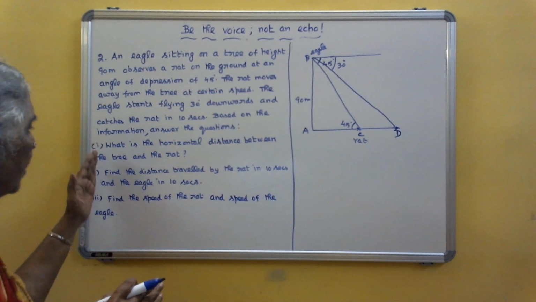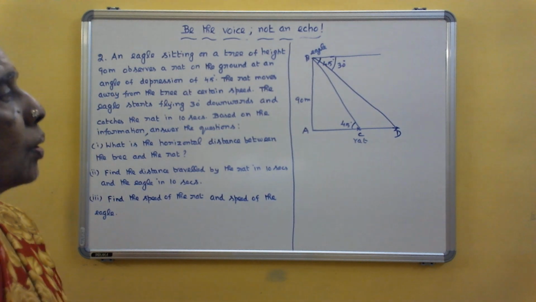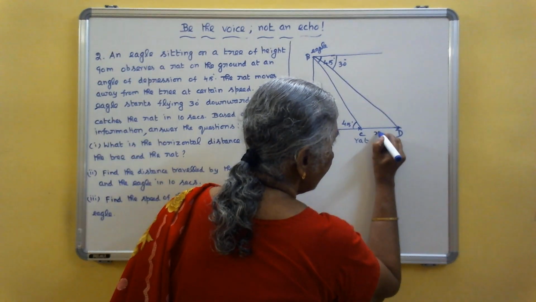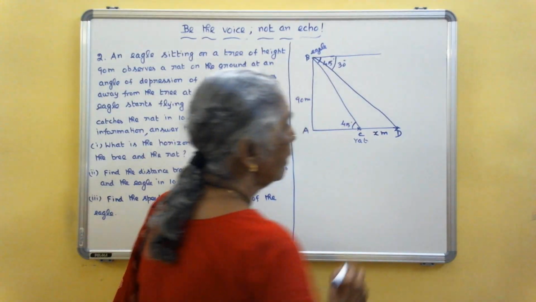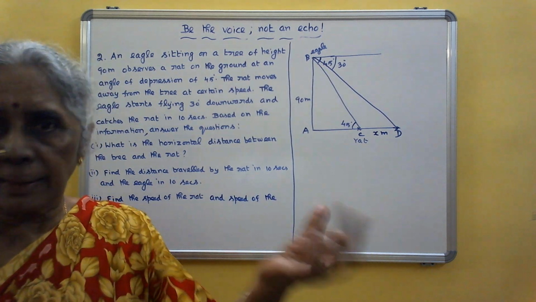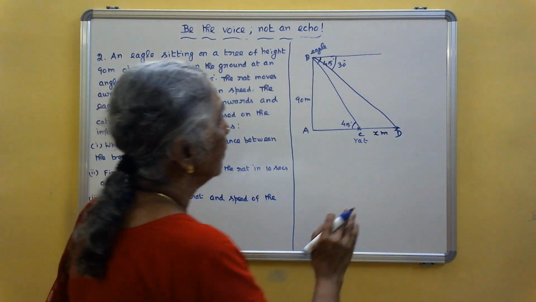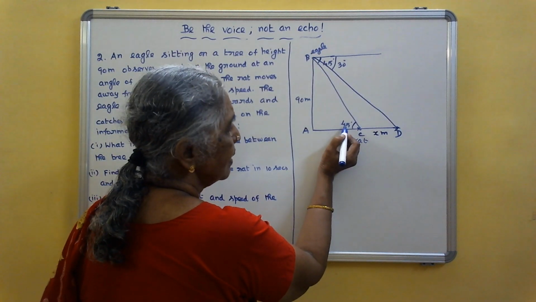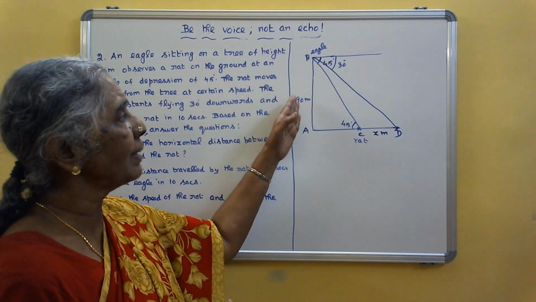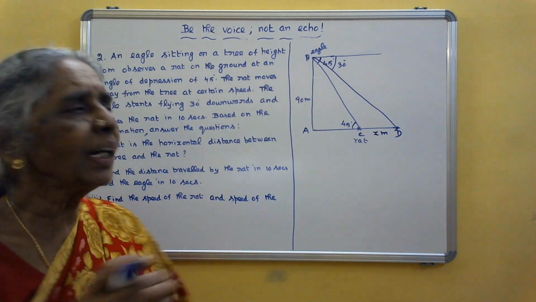So first let us concentrate on the first two subdivisions. So here I am going to take this, that is, the distance traveled by the rat in 10 seconds, CD. That I am taking as x meter. Now here, see this is 45 degrees. So even without working, I know when it is 45, this is going to be 90, isn't it? Straight away. But anyway, let me write one step.